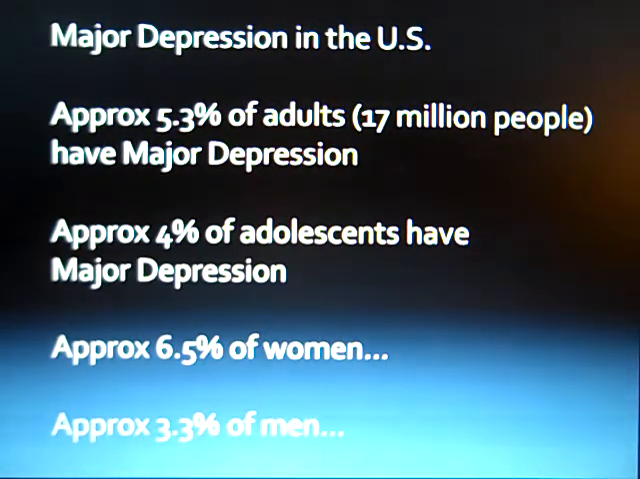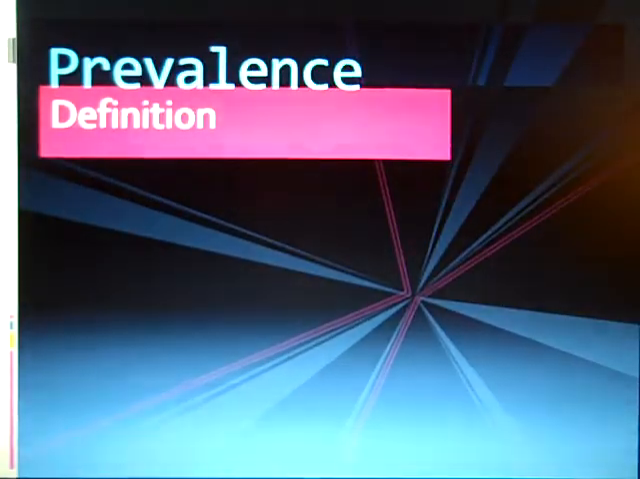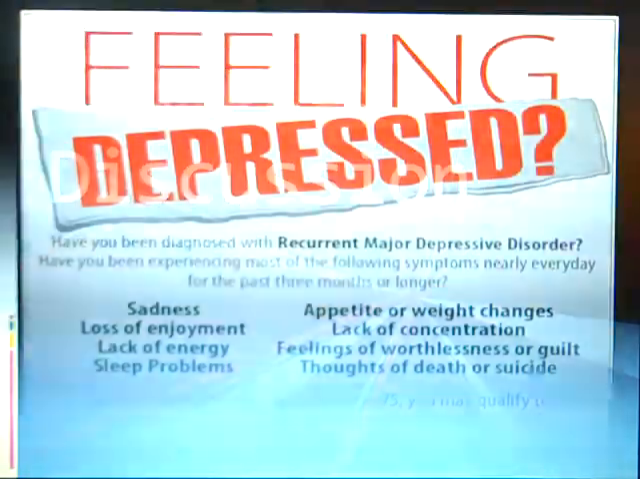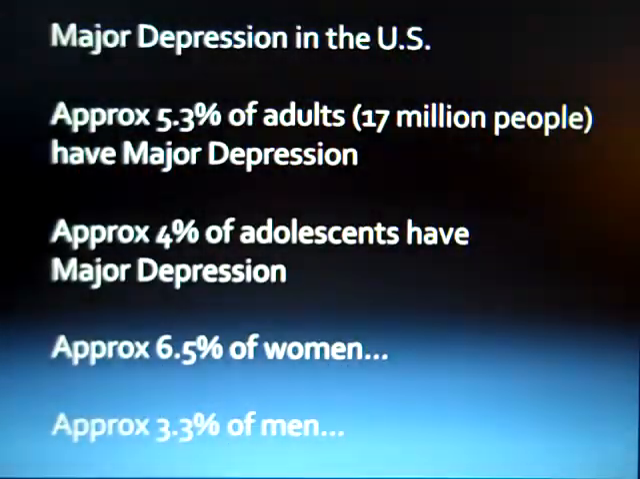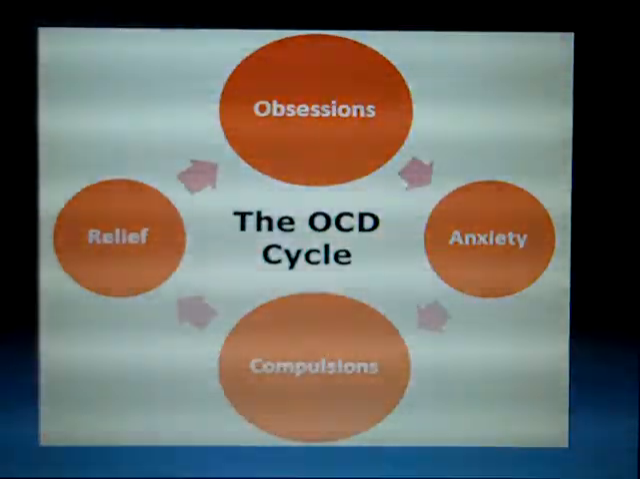Approximately 4% of adolescents have major depression right now. And this is just one type of depression, mind you. If you want to look at it in terms of men and women, approximately 6.5% of women have major depression right now, and approximately 3.3% of men have major depression right now. So again, with prevalence, let me go back so you can see the word again. We're looking at a percentage of the population that has a given disorder. And again, we can define that population however we want to, for the most part. Okay? All right.